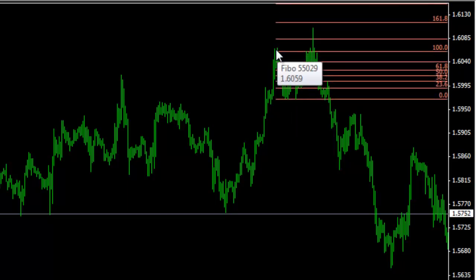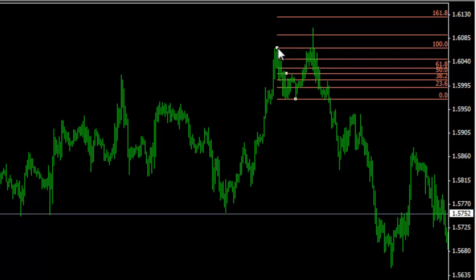Pull a fib from it down, and the 127 extension is here. So that's the level. Just by using this high, pulling the fib down, the extension 127 is where we'd be reasonably looking to sell short. But now also look, we have the 62 and the 79% retracement level.